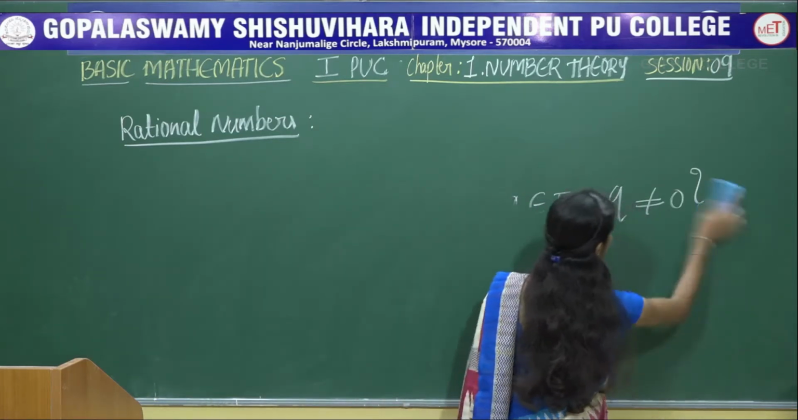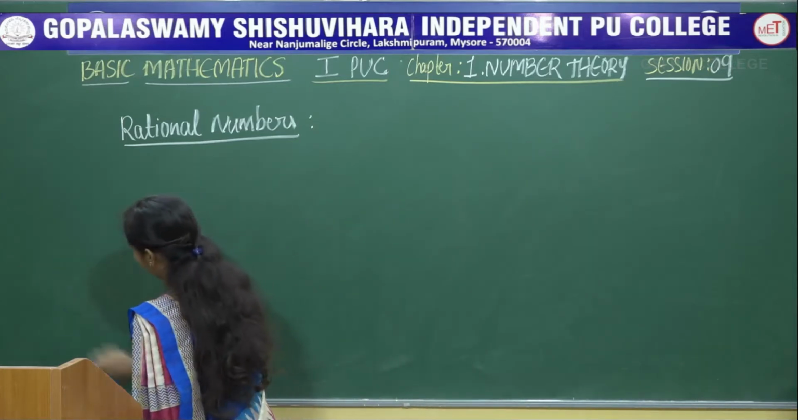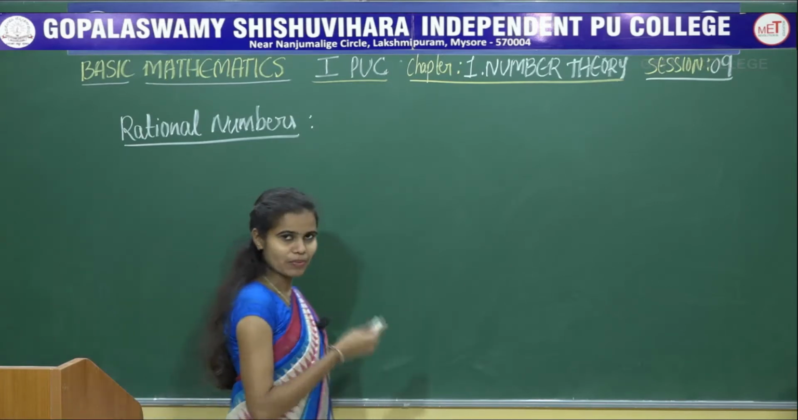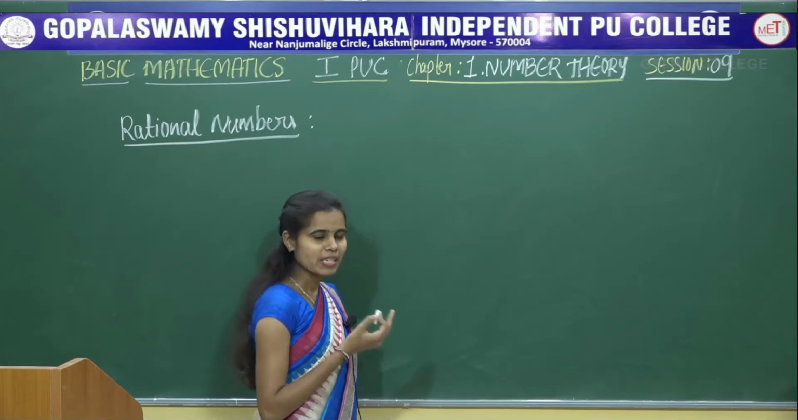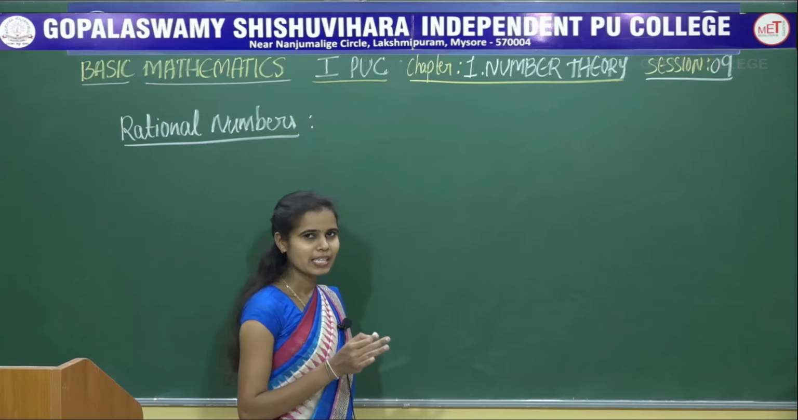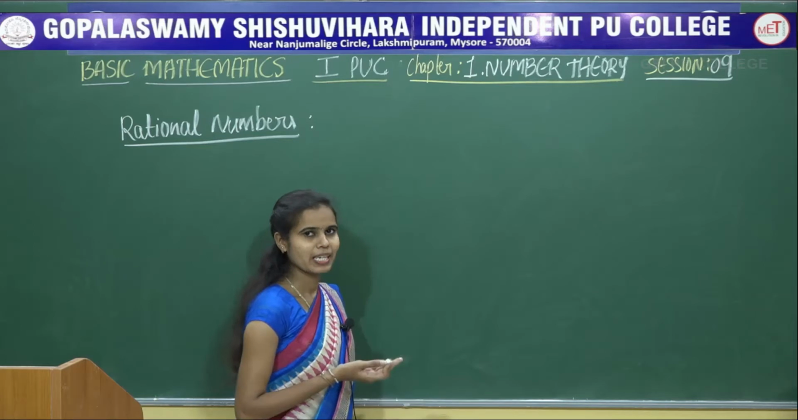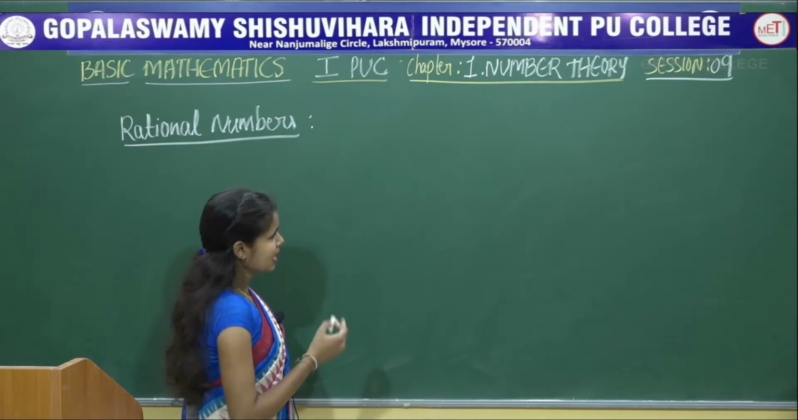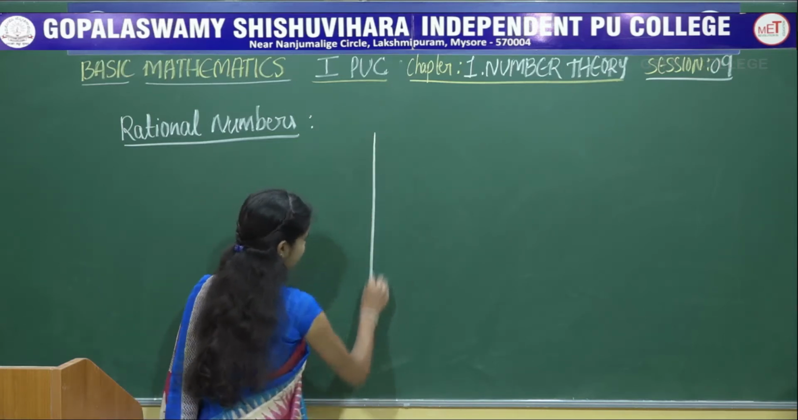We can also represent all the rational numbers in decimal form. In decimal form we have two types: one is terminating decimal expansion, another is non-terminating decimal expansion. Before learning about terminating or non-terminating decimal expansion, first consider some rational numbers and then represent them in decimal form. Okay.